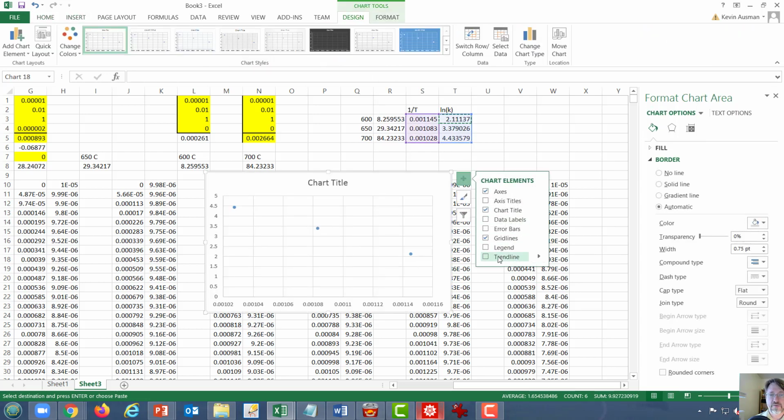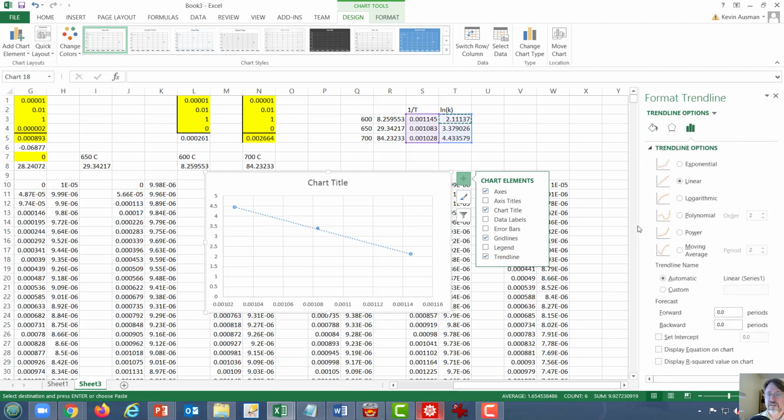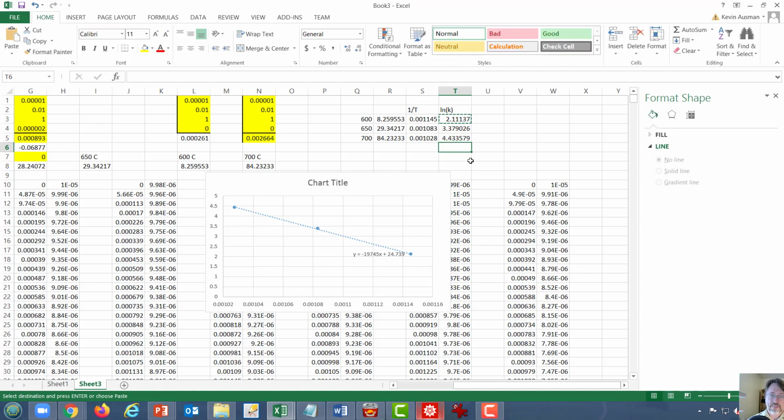We then put a trend line on, and we give ourselves the equation, and we have our slope is negative 19745. This is in units of Kelvin. Now, we need a value of R. We can look that up, 8.3145. I've got too many decimal points.